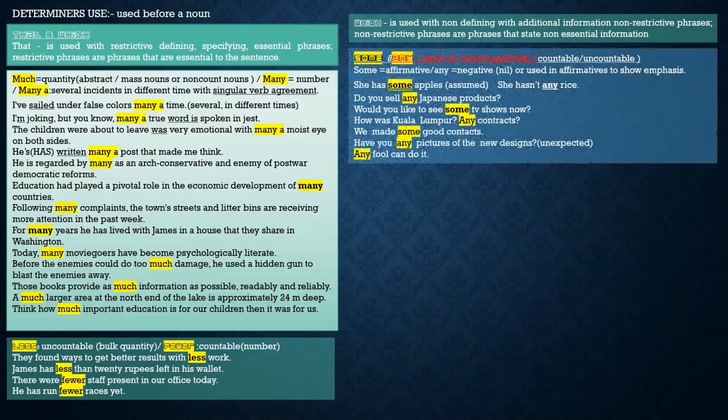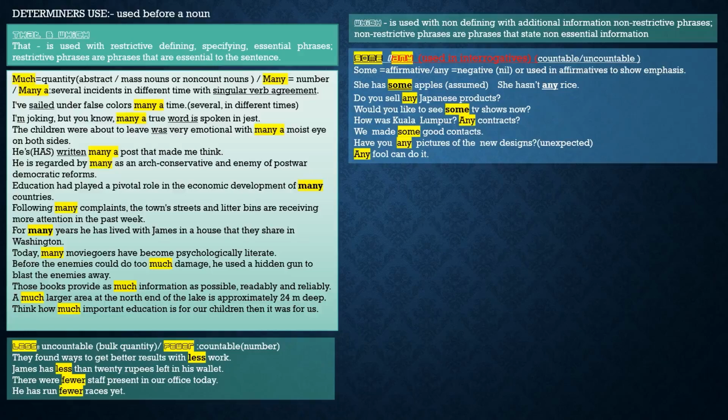Some, any, used in interrogatives. Both are used in interrogatives. Both could be countable and uncountable. While some is used in affirmative sentences, any is used in negative or nil sentences, and in affirmative sentences to show emphasis. She has some apples. She hasn't any rice. That means she doesn't have any rice.